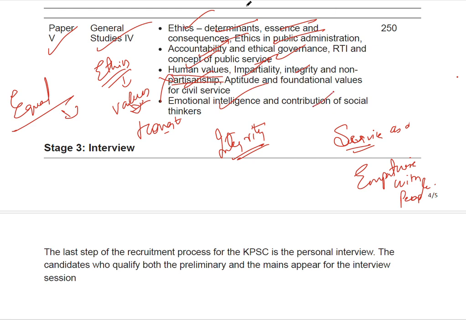Here you have certain thinkers whom you'll be studying in this paper, like Aristotle, Socrates and so on, different thinkers. What do you understand from those thinkers? That also becomes very important. Clear? So we are done with paper 4 also.